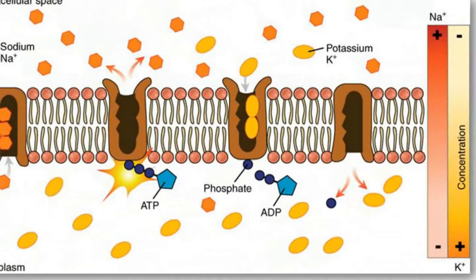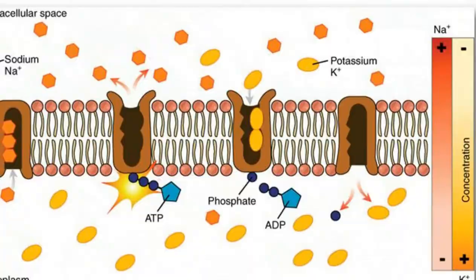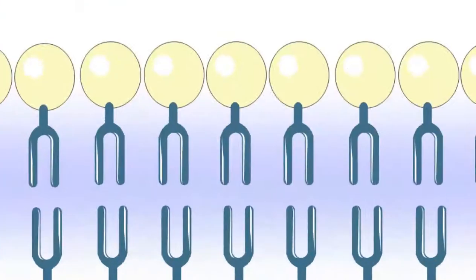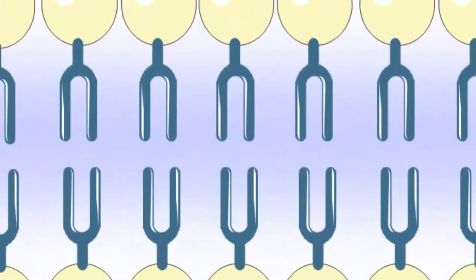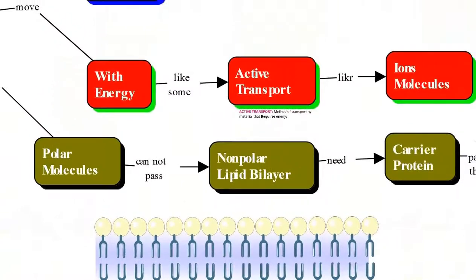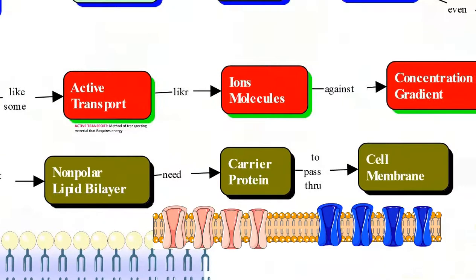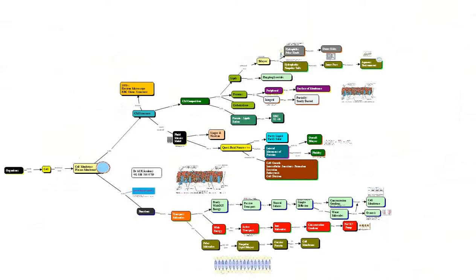Usually, in the transport of polar molecules, which means charged molecules, due to the presence of the hydrophobic non-polar tail regions in the plasma membrane, these polar molecules cannot pass through the non-polar lipid bilayer. That's why they need carrier protein molecules to pass through it. This is all about the structure, the model, and the functions related to the plasma membrane.